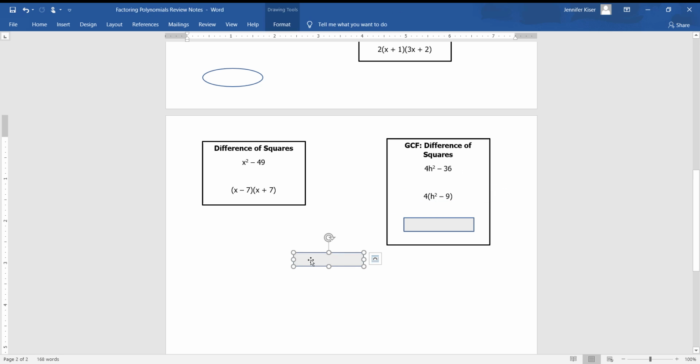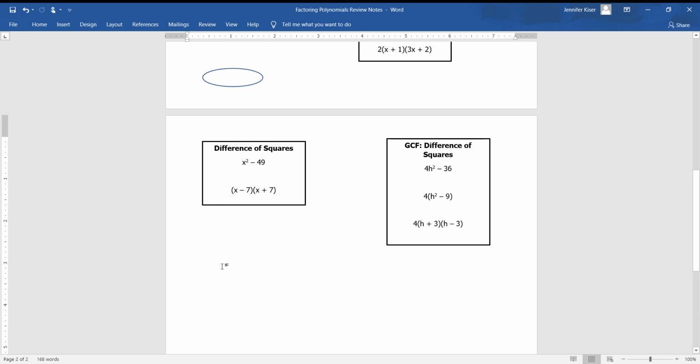So it'd look like this. And then from here, these are perfect squares, so then you can actually write your difference of squares there. So you'll still have your 4 on the outside, and then remember, the square root of h squared is h, and the square root of the 9 is 3. So the 4 is outside, and then one of them will be h plus 3, and then your other one will be h minus 3. So just make sure that you're always factoring out the GCF first.